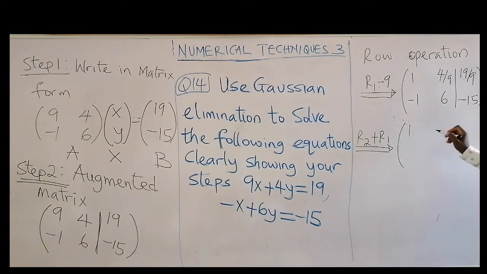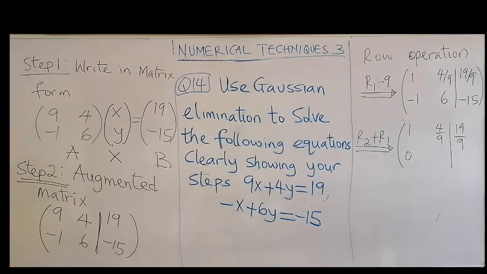So this is 1, 4 over 9, 19 over 9. Here, minus 1 plus 1 is 0. 6 plus 4 over 9 is 58 over 9. And the other one, minus 15 plus 19 over 9, is minus 116 over 9. So that's what we have gotten so far.